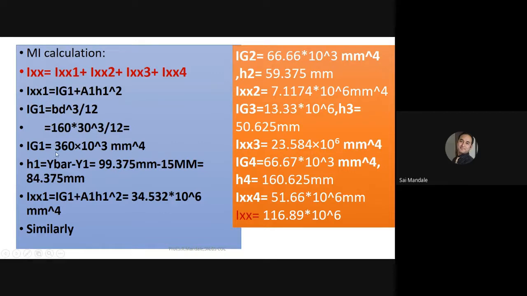Ixx1, Ixx2 and Ixx3. In the last lecture, we already calculated the values of Ixx1, Ixx2, Ixx3 and Ixx4. From this, we get the value of Ixx as 116.89 into 10 raised to 3. Am I right? Last time we calculated the value of Ixx. Yes, sir. Okay, up to now it is right.